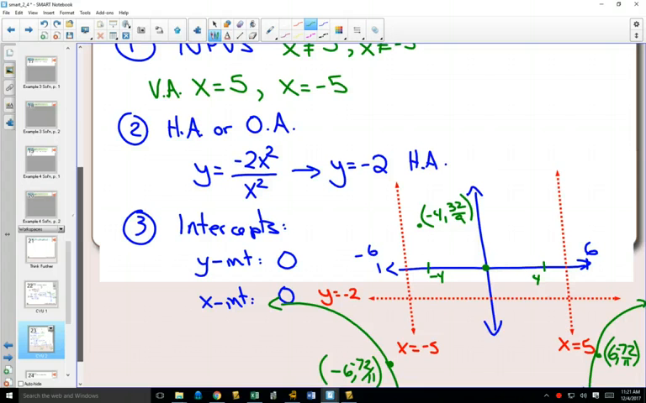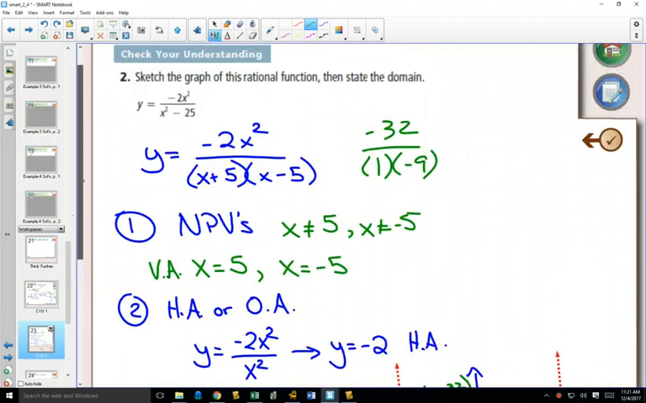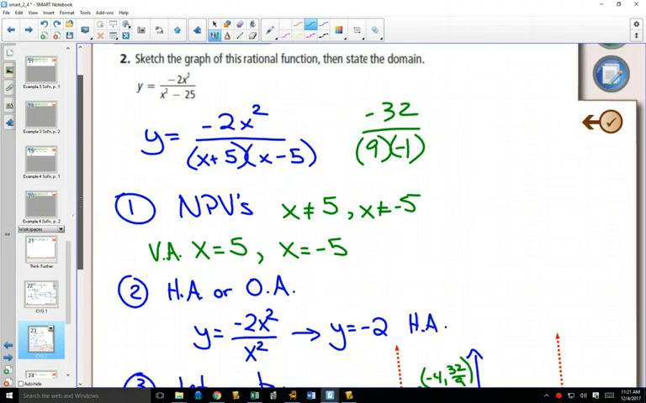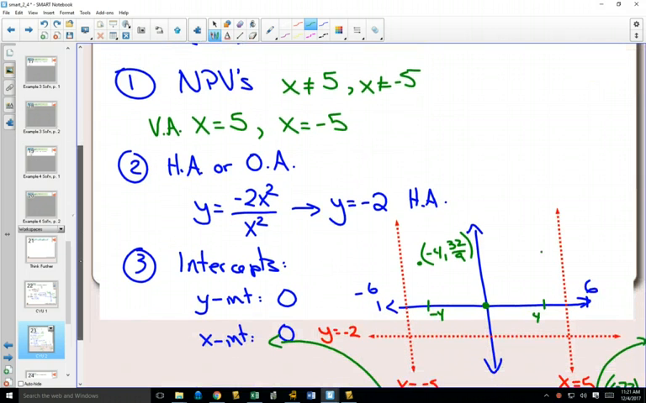Same thing on the other side. If I plug in 4, on the top it's still going to be negative 32. When I plug in 4 on the bottom, I'm going to get 9 and 1. Nope, negative 1. So I get negative 32 over negative 9 again. And so because of those points, I know that my graph is going up.